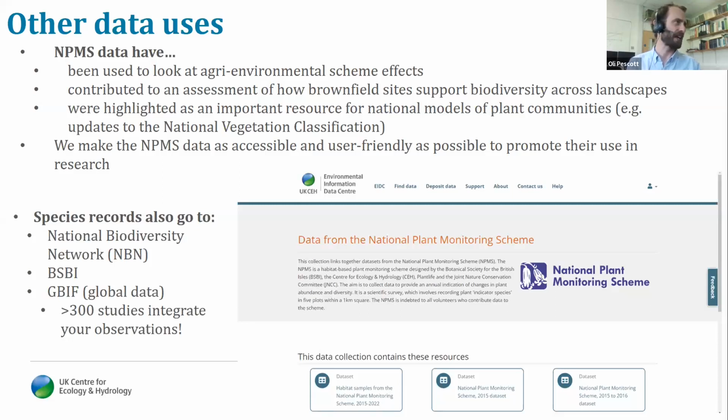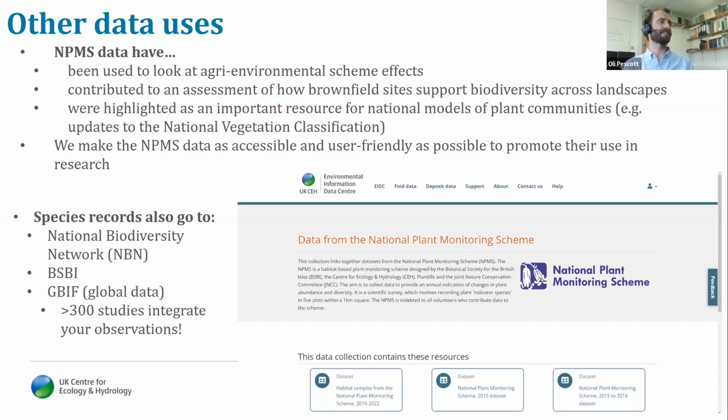But just to list, they have been used to look at agri-environment scheme impacts, where farmers have been paid to promote biodiversity, or at least not to harm biodiversity in various ways. They've been used to contribute to assessments of how brownfield sites, ex-spoil sites, for instance, in certain landscapes support biodiversity.